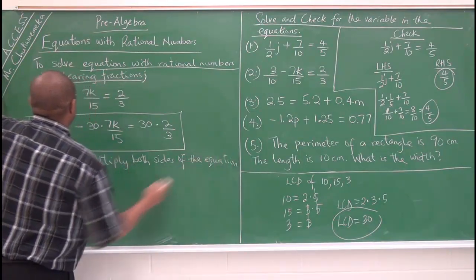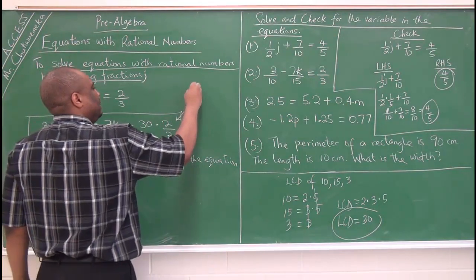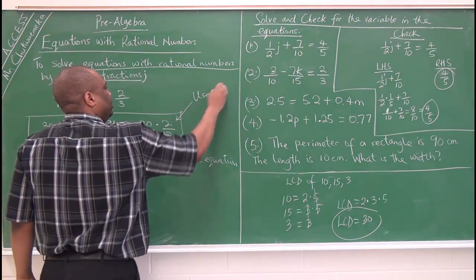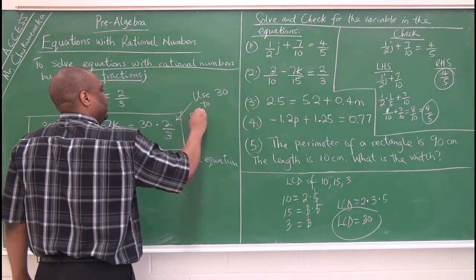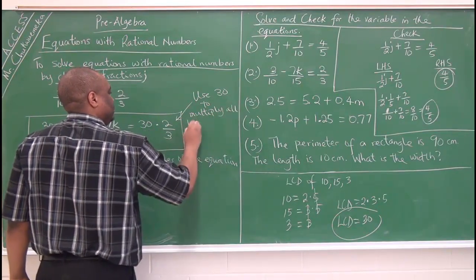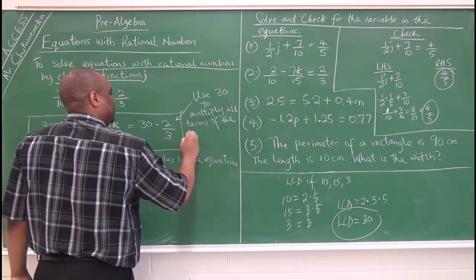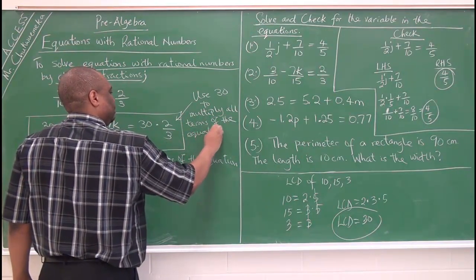This is kind of a vocabulary. This one means use 30 to multiply all terms of the equation. That is the first term, the second term, and the third term.